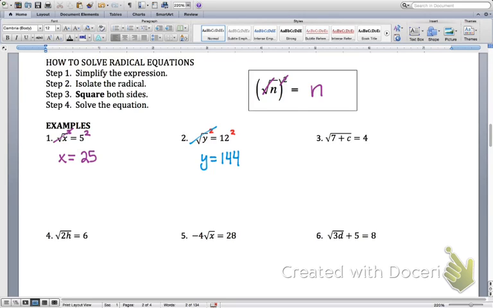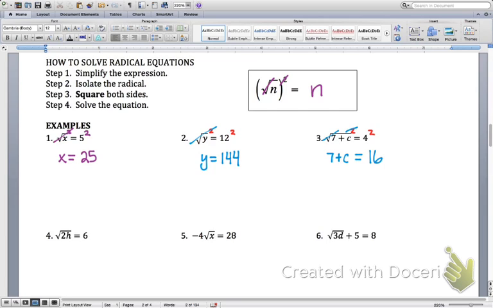Let's look at the next one. Same idea. Only difference is there's an extra number inside, but we are good because everything is inside the square root. So I can just go ahead and square both sides. Put one on the left side, put one on the right side. And the square cancels the square root, like we did on the previous two. We're left with 7 plus c on the left side, and we're left with 4 squared, 16, on the right side. And now we're at step 4, which is just solve the equation.